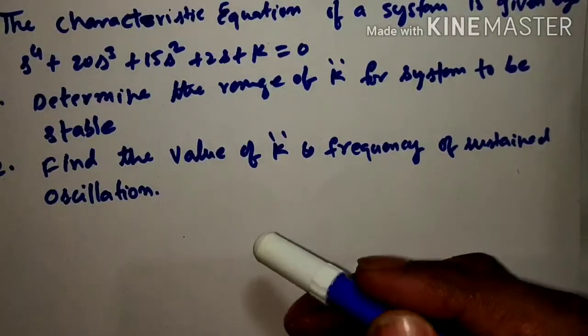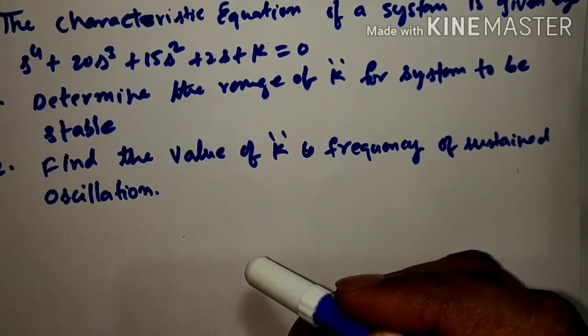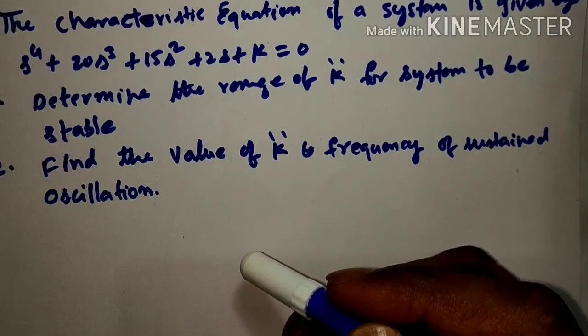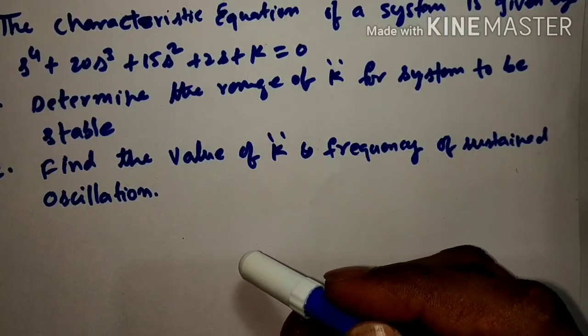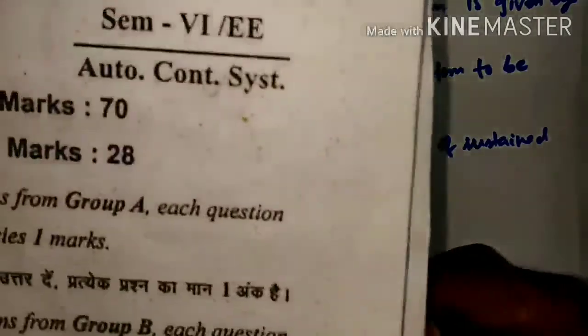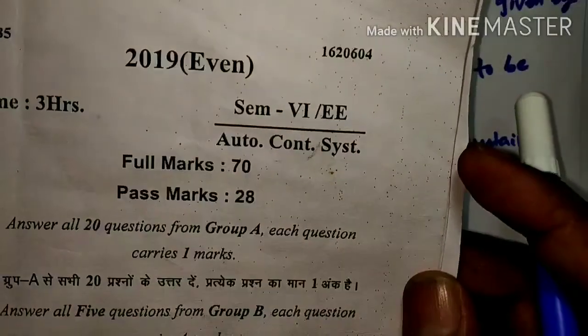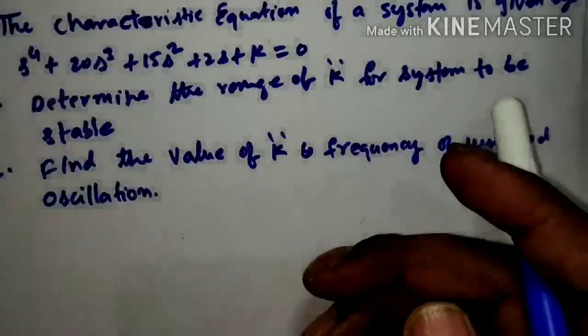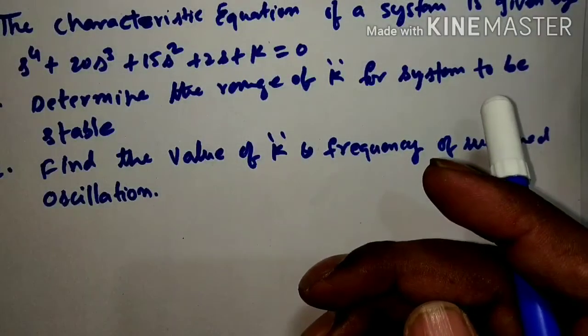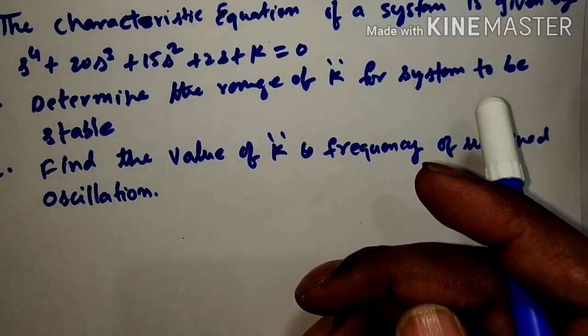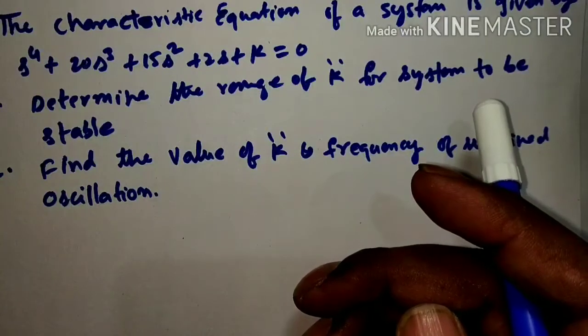Hello students, today I am going to solve the questions on Routh stability criteria, especially from your question paper of 2019, last year's question paper. Last time I solved the problems on time response analysis from this question paper, so you can just check this question paper.